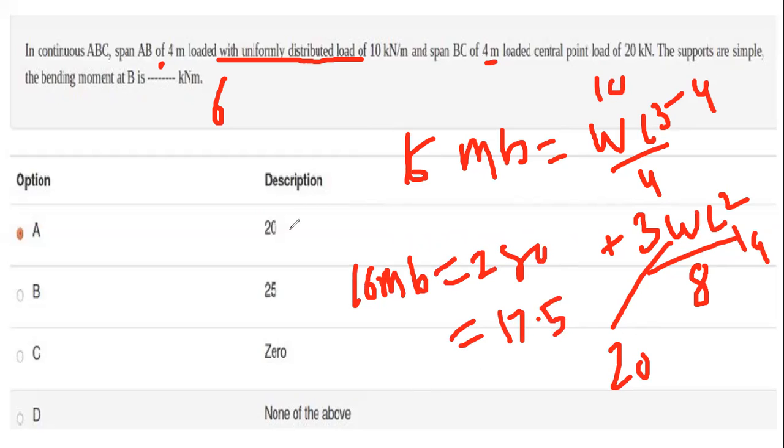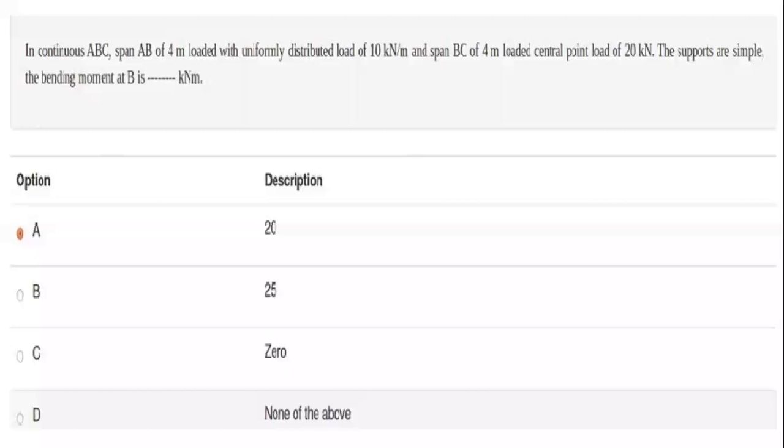So here the options are 20, 25, 0. So option D is the answer, that is none of the above, because the answer is 17.5. Okay. So the answer is option D.